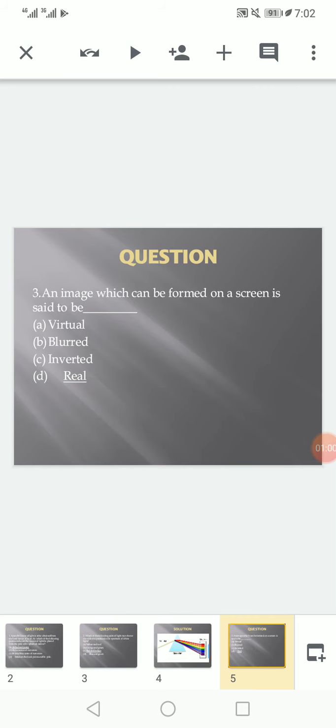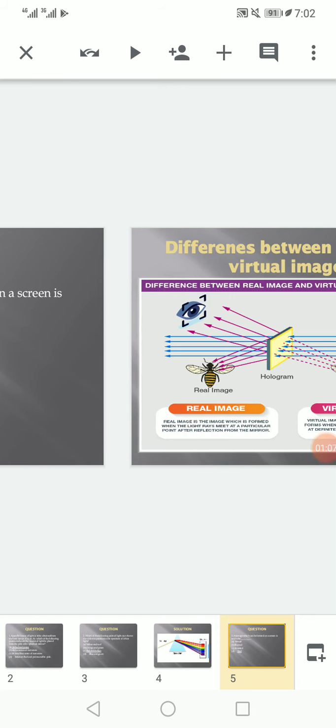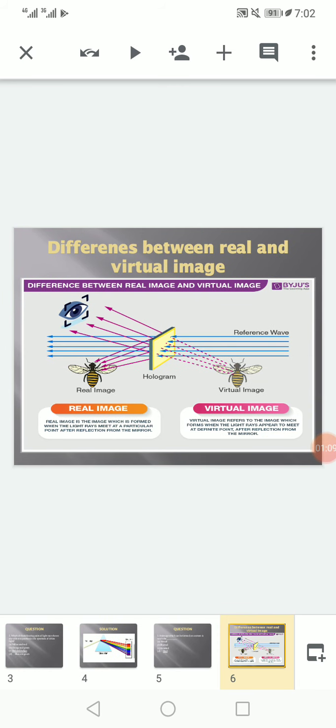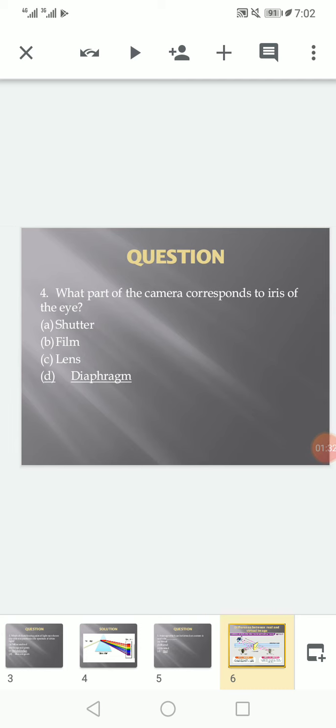Number 3, an image which can be formed on the screen is said to be real. Any image that can be formed on the screen is said to be a real image. And this diagram shows the differences between real image and virtual image. A real image is an image which is formed when the light rays meet at a particular point after reflection from the mirror, while a virtual image refers to the image which forms when light rays appear to meet at different points after reflection from the mirror.